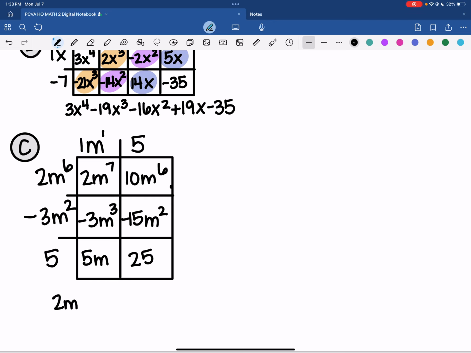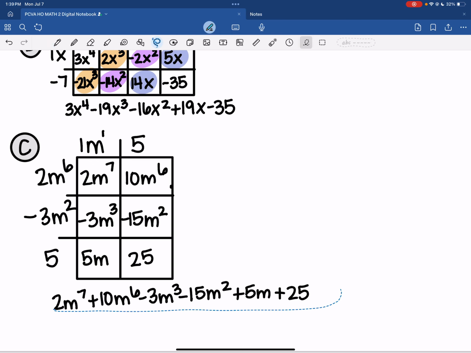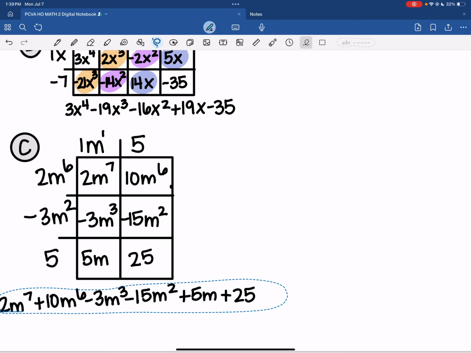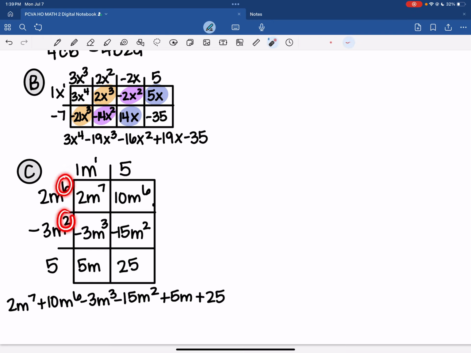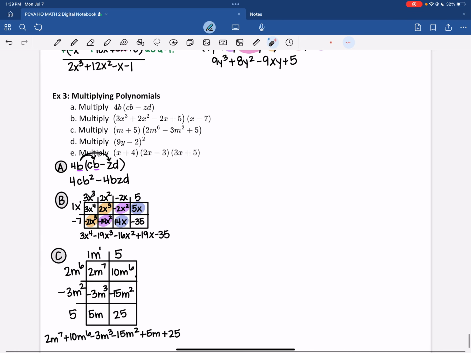So this is going to be 2m to the 7th plus 10m to the 6th minus 3m cubed minus 15m squared plus 5m plus 25. So that wound up being an extremely long polynomial because there were no like terms that we could combine together. So just keep that in mind, especially when you have a bunch of terms that are missing pieces. So we went from 6 to 2, we're missing the 5, the 4, and the 3. A lot of times you won't be able to combine there, but always check.